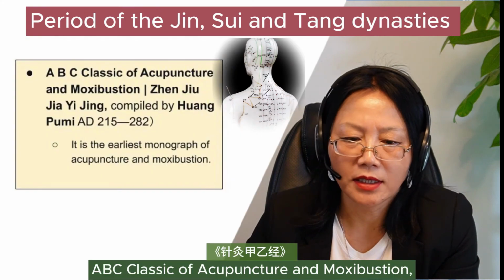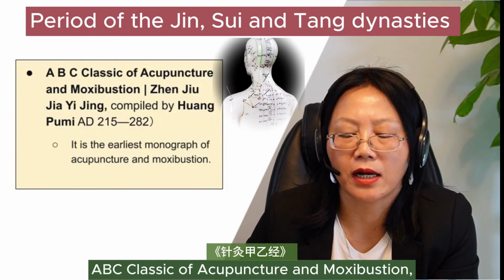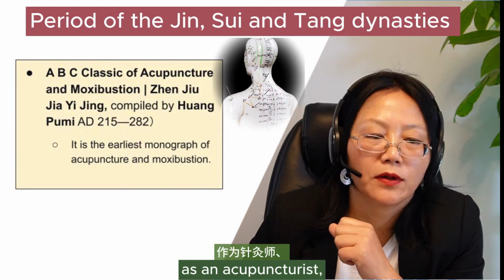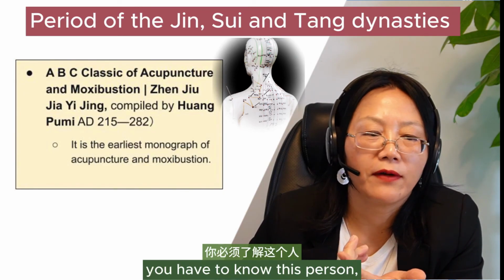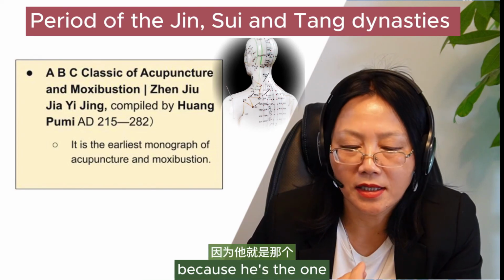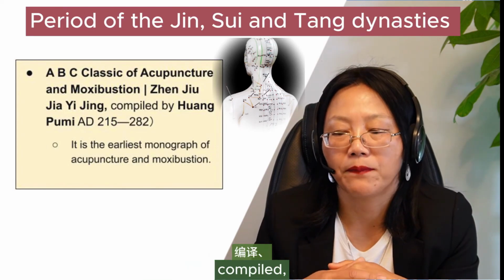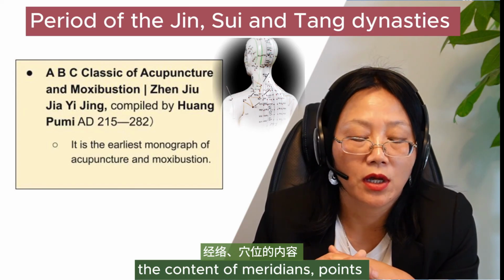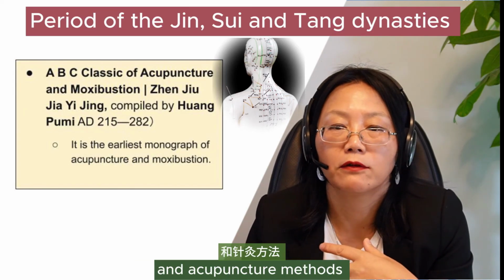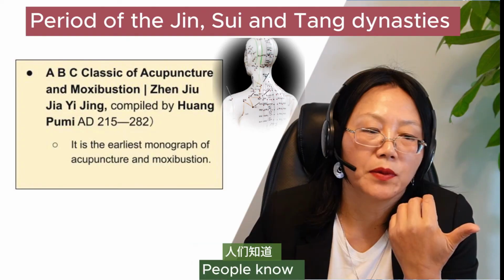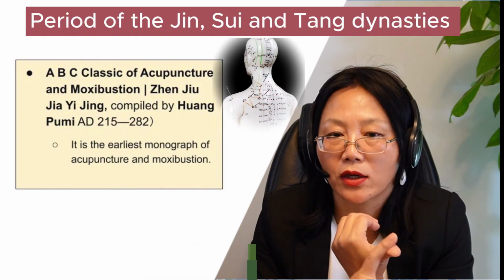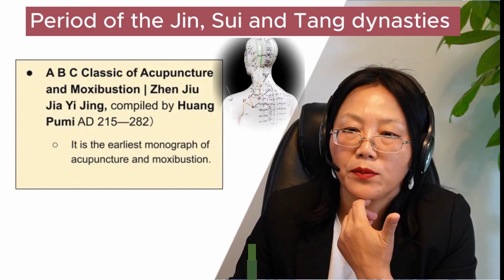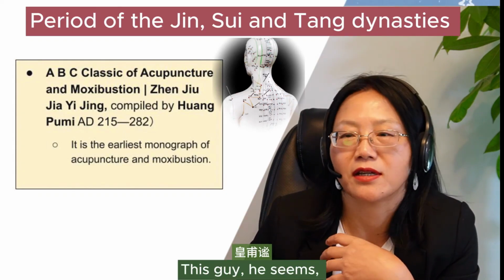Another book is called the ABCs of Acupuncture and Moxibustion. It is by Huangfu Mi. As an acupuncturist, you have to know this person because he's the one who compiled and sorted out the content of meridians, points, and acupuncture methods from other books and put them together. People know how to locate those acupoints due to the contribution of Huangfu Mi. This guy has a very interesting story.